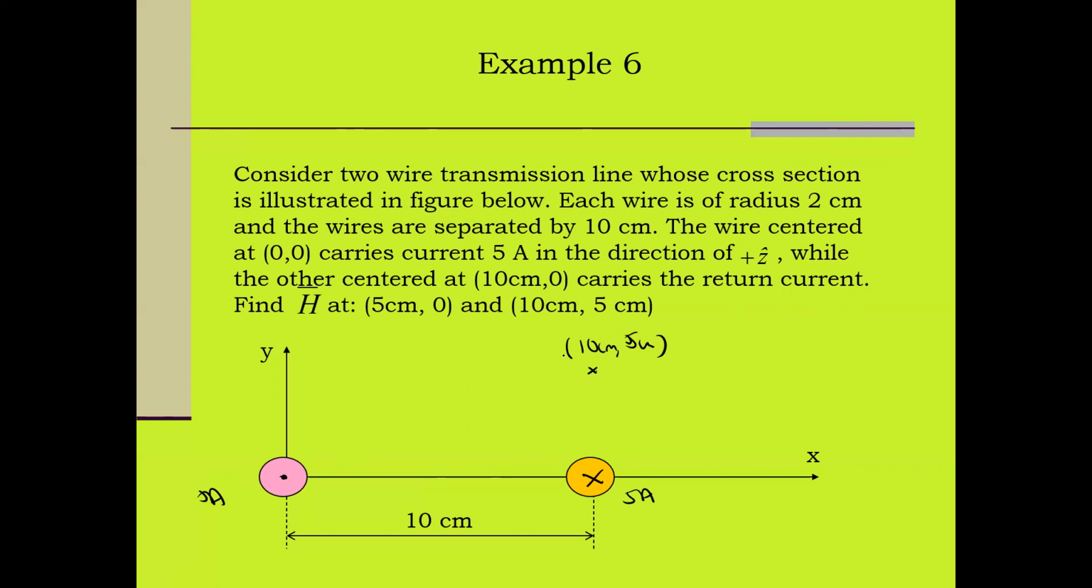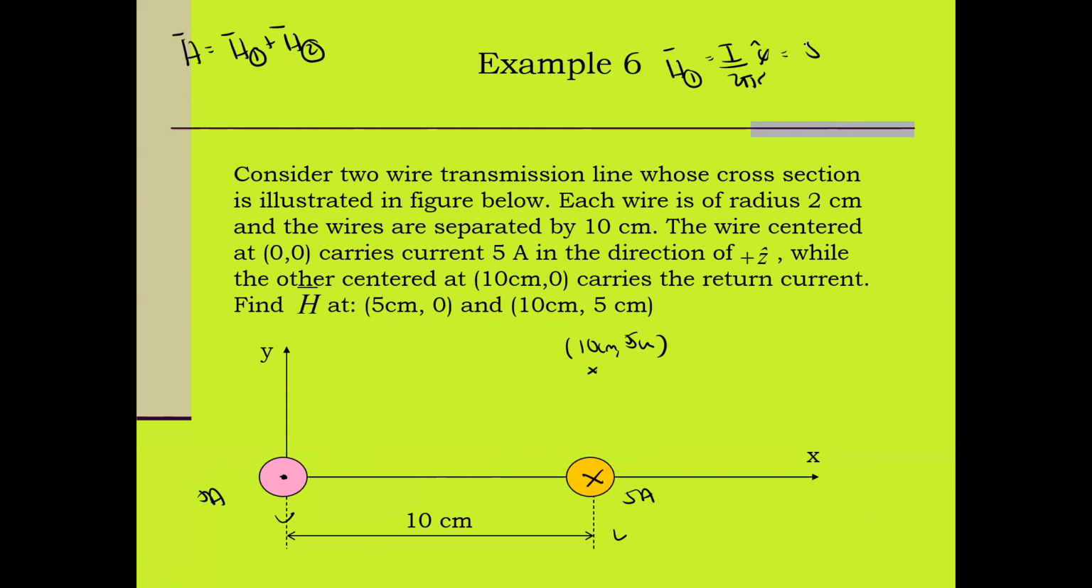So we can say that the H field will be contributed by these two currents. So H field will be H1 plus H2. H1 is contributed by the 5 ampere current here, and H2 is contributed by the 5 ampere current here. Let us find H1 first. H1 will be equal to I over 2 pi R in the phi vector direction.